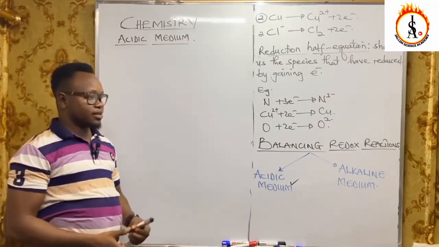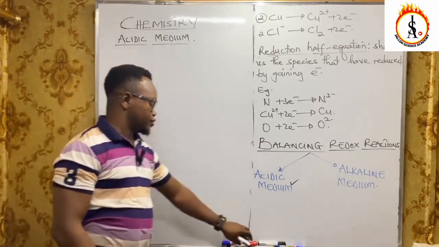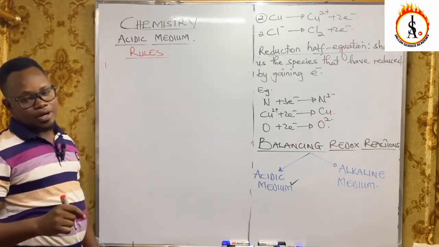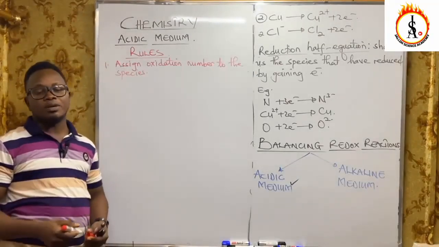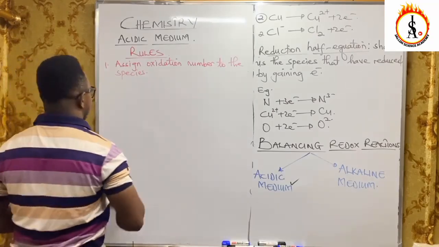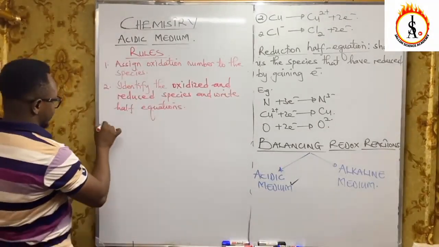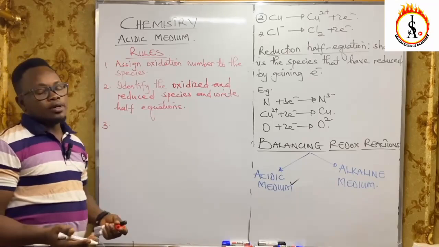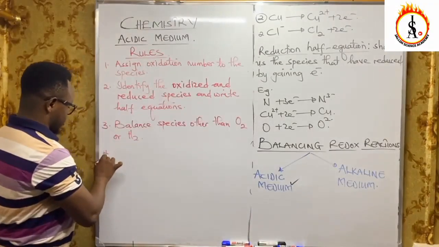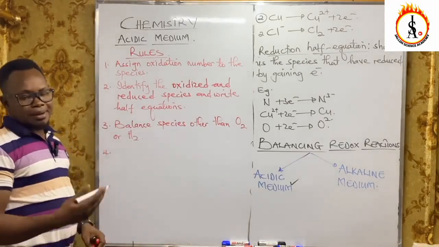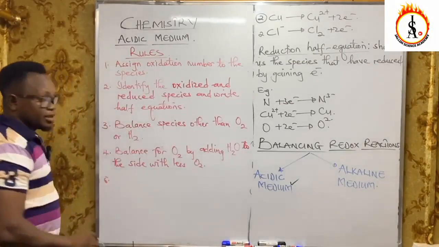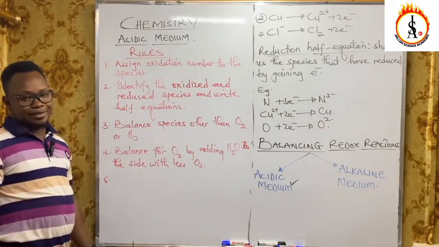There are rules that we are going to look at in balancing redox reactions. Rule number one, we assign oxidation numbers. Rule number two, we identify the species that have oxidized and reduced, and then we write half equations. Rule number three, we balance the species other than oxygen or hydrogen. Rule number four, we balance for oxygen by adding water to the side with less oxygen. And the fifth rule, you balance for hydrogen by adding hydrogen ions.